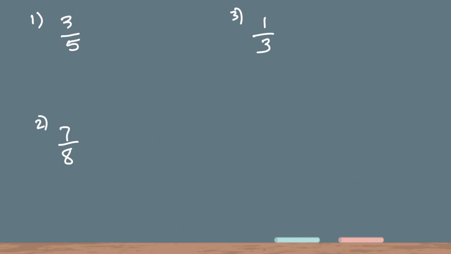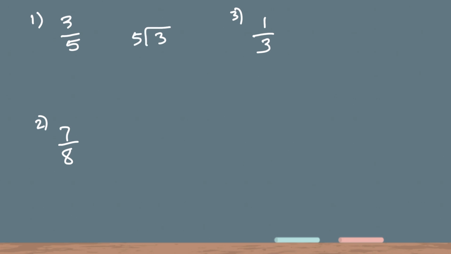Our first problem on the board is 3 over 5. The first step is going to be to divide the numerator, which is your top number, by the denominator, which is your bottom number. And in order to do that, we're going to use long division. So let's go ahead and write it out. We have 3 divided by 5.